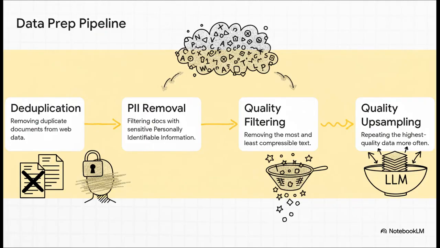But you can't just throw all of that into the mixing bowl. The raw data has to be carefully prepped. So they built this whole data cleaning pipeline. First, they got rid of all the duplicates. Then, and this is crucial, they scrubbed it of any personally identifiable information. After that, they filtered out all the low-quality junk, and finally, they did something really smart. They strategically decided to use more of the highest quality data.